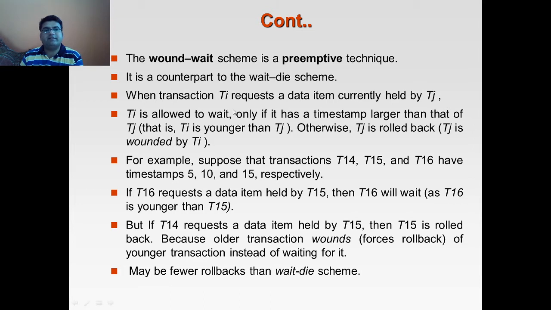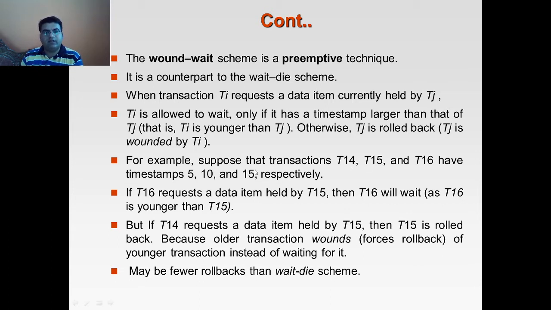It says that when transaction Ti requests a data item currently held by Tj, then Ti is allowed to wait only if it has a timestamp larger than that of Tj. That is, Ti is younger than Tj. So a particular transaction would be younger only if it has a larger timestamp. Here there is the example T14, T15, T16. T16 has the larger timestamp, meaning T16 is the younger transaction as compared to T15 or T14.